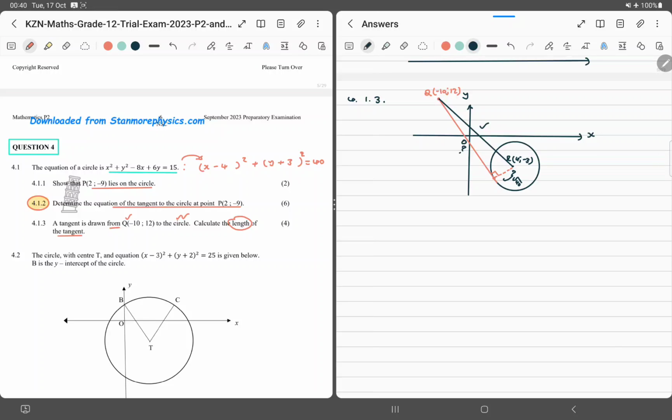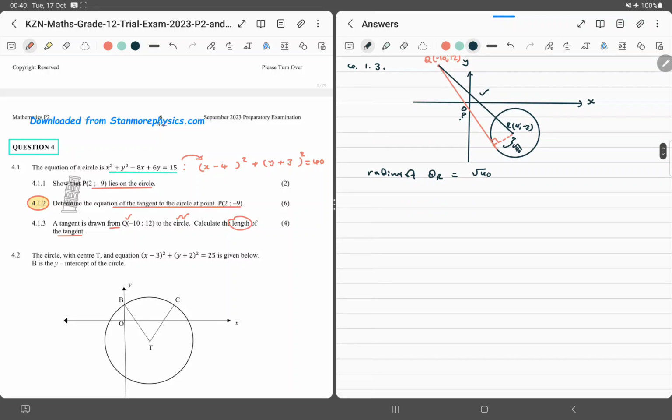Okay, so we know that essentially from what we've got here, what am I going to say here? We can say the radius of the circle r is equal to the square root of 40. We need to make mention of it because it's important. We know that also we are looking for QR. QR is going to be the square root of x at r minus x at q all squared plus y at r minus y at q all squared.